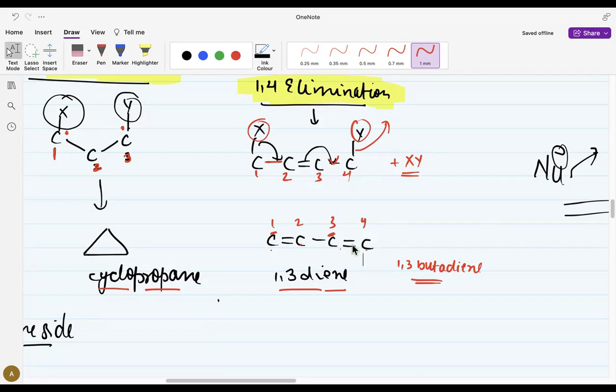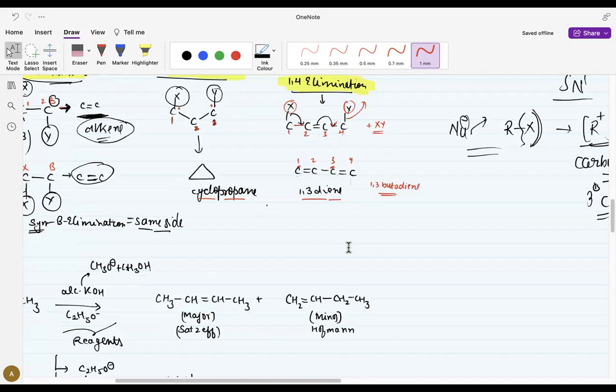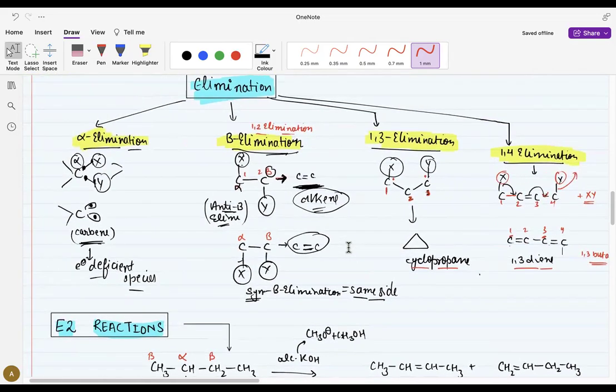Do you understand? So elimination can be of four types. First is alpha elimination, second is beta elimination, third is 1,3 elimination, and fourth is 1,4 elimination. Remember it well.